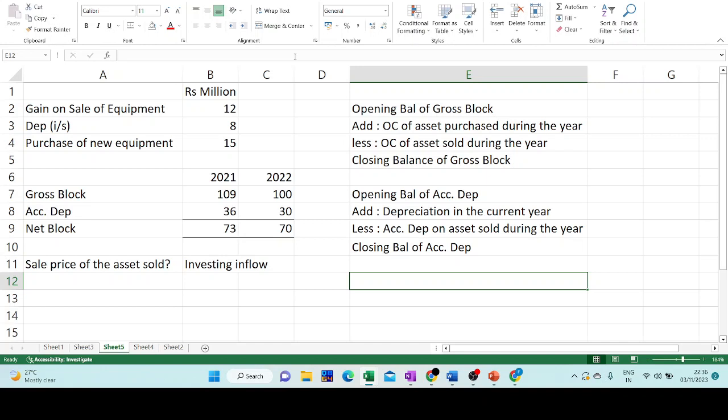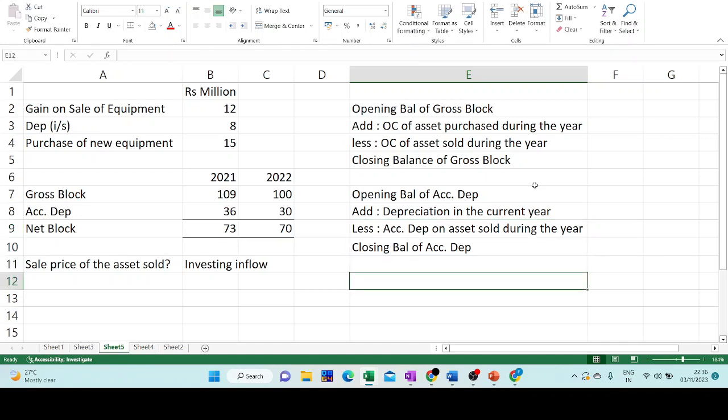Sir, accumulated depreciation on assets sold during the year we deducted. Means when we write off that asset, we are also writing off that? Yes, once we are selling the asset, we are basically removing the original cost of the asset from the gross block, and we are removing the accumulated depreciation on the asset sold from the accumulated depreciation. Both are being removed, right? Okay, okay, fine.